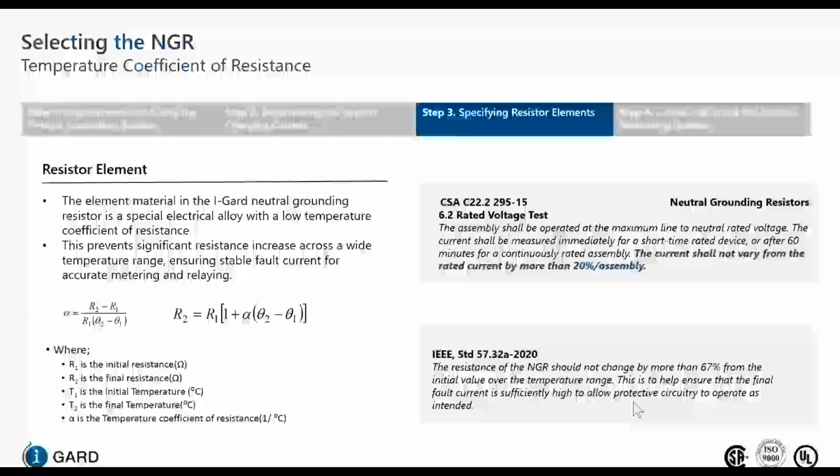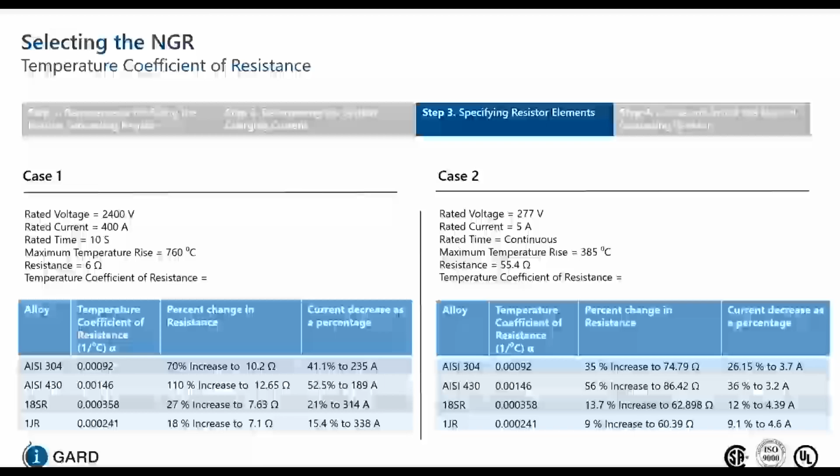So this is important when we're looking at devices like case number 1. You have a 4160 volt system. Your line to neutral voltage is 2400 volts. Your rated current you want is 400 amps. Time is 10 seconds. So your maximum temperature rise for that 10-second resistor is 760 degrees C. Your resistance is 2400 volts divided by 400 amps, 6 ohms.